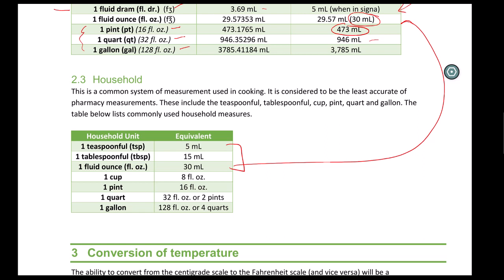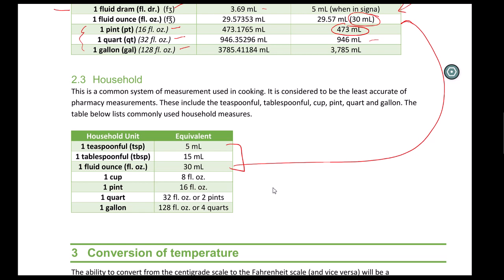The cup, the pint, the quart, and the gallon. The cup not so much, but the pint being 16 fluid ounces is popular, and the gallon being 128 fluid ounces is important for us to know. But for the most part, the first three you should know very fast and very rapidly.